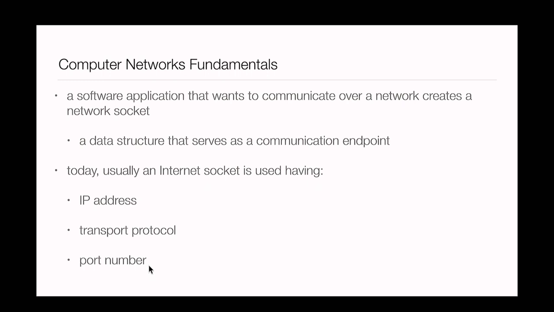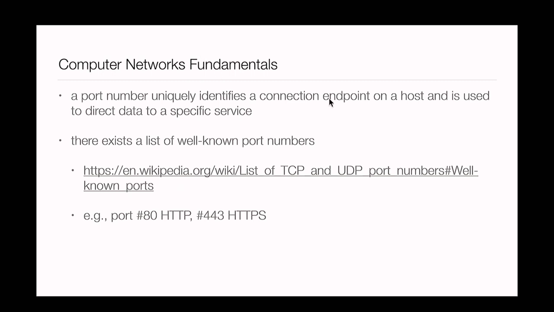And then finally, there's something called a port number that's a part of the socket. The port number uniquely identifies the connection endpoint on the host and is used to direct the data to a specific service. There are lots and lots of very well-known network applications, things like email, HTTP, the protocol that's used for the web, and HTTPS, the protocol that's used for secure web pages. These all communicate over well-known port numbers. Port number 80 is the HTTP port. 443 is the HTTPS port. There's a bunch of other very well-known port addresses.